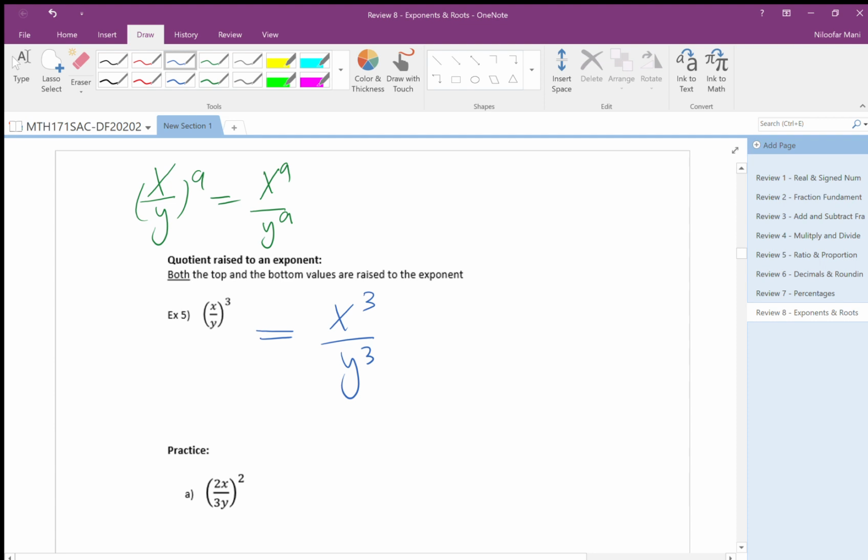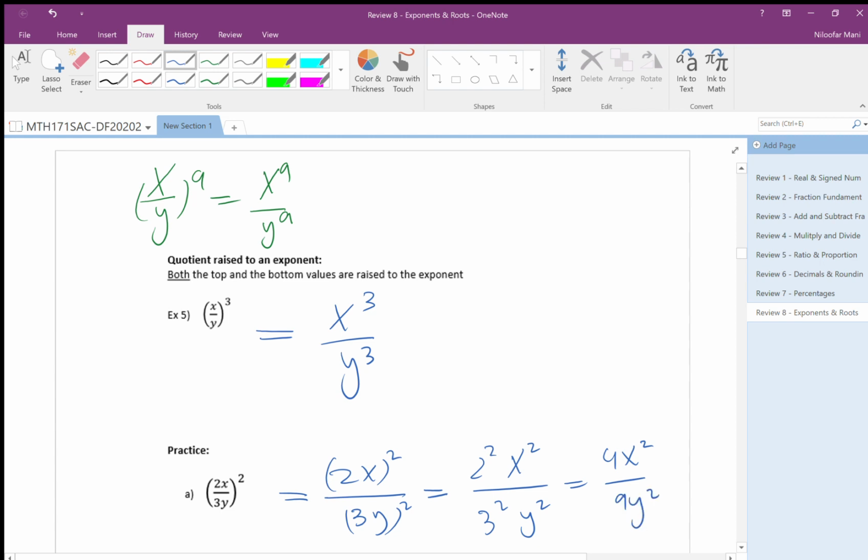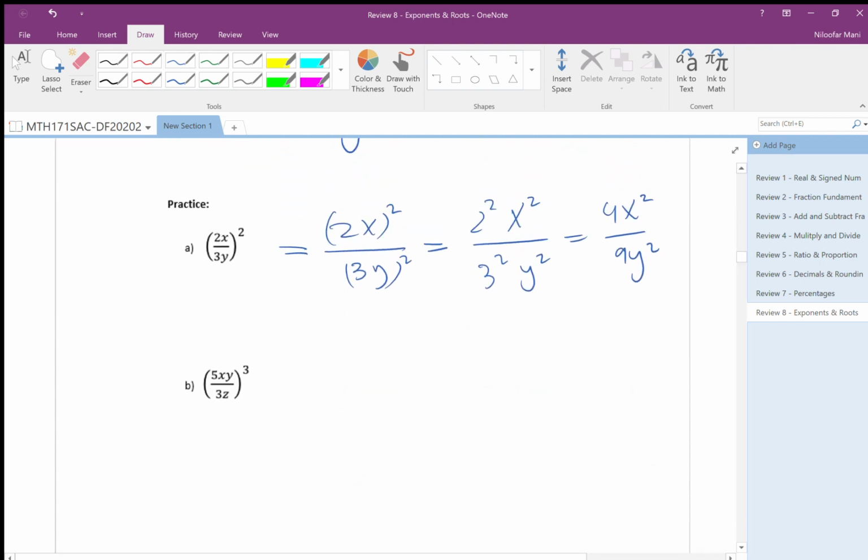How about the other one? This is 2x squared over 3y squared. Now I apply the previous rule here. So it is 2 power 2, x squared, over 3 squared, y squared, which is 4x squared over 9y squared. Done. Here I'm showing you step by step, and I want to see that in the quiz or test.